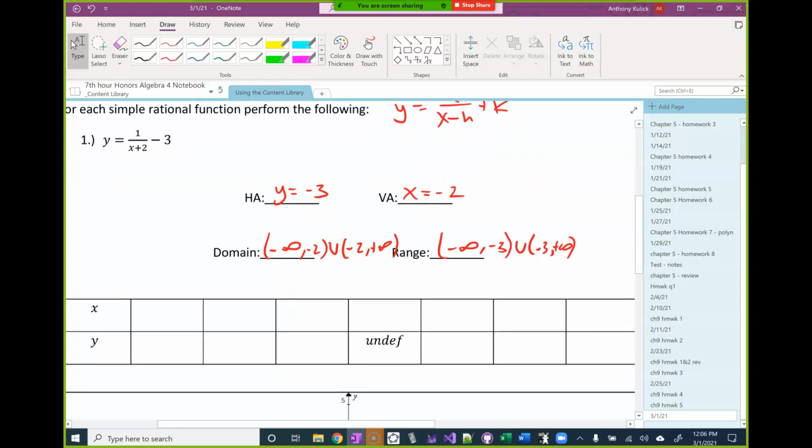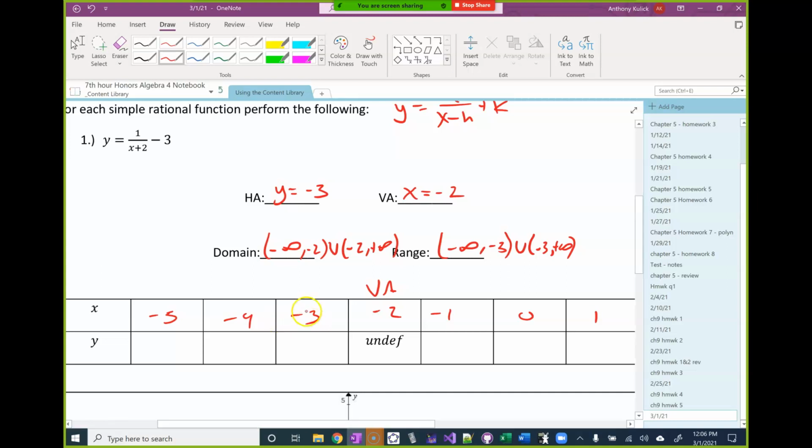Mm-hmm. Okay. The middle of my table is the vertical asymptote, and then I'm going to pick any 3 points less than that and any 3 points greater than that. So not going to do anything tricky, just going to use whole numbers.